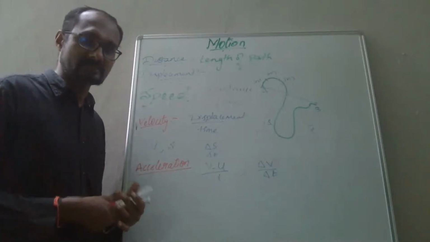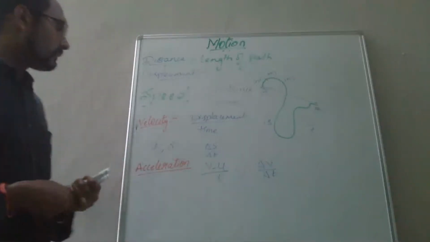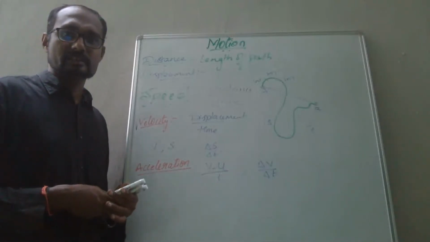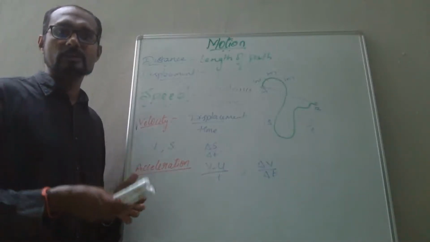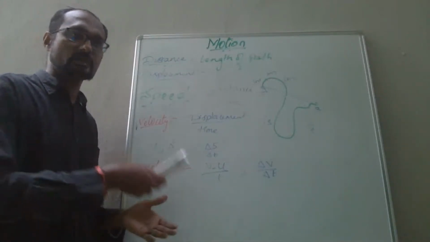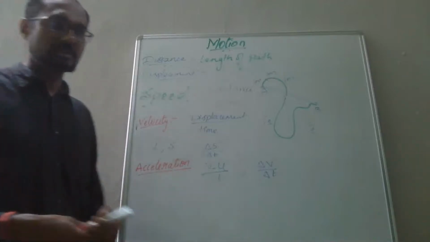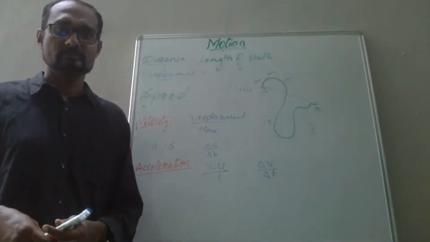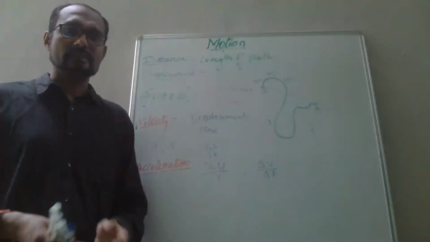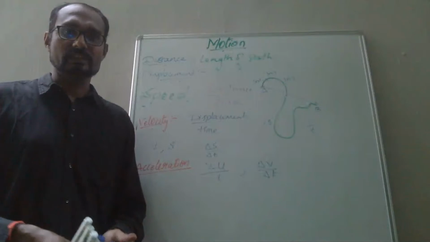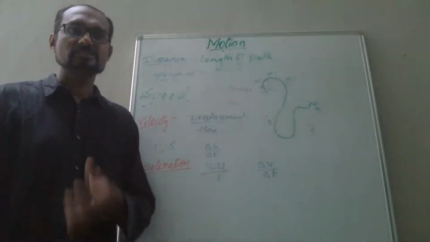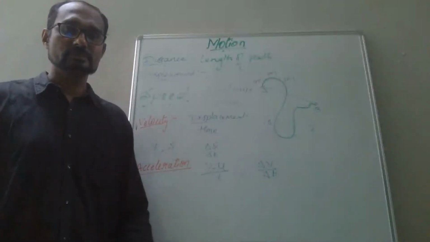If a body is undergoing unequal displacement in equal intervals of time, then we say it is non-uniform velocity. Now based on this, can I say if a body is accelerating, it is undergoing non-uniform velocity? Definitely yes. If a body is covering unequal displacement in equal intervals of time, then we say it is accelerating because there is a change in the velocity per unit time.